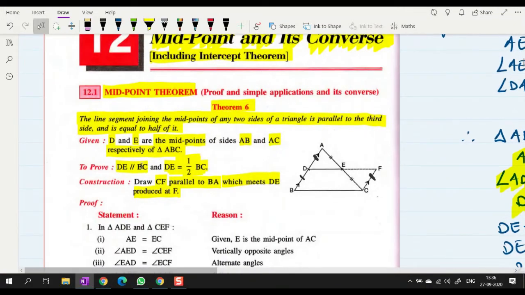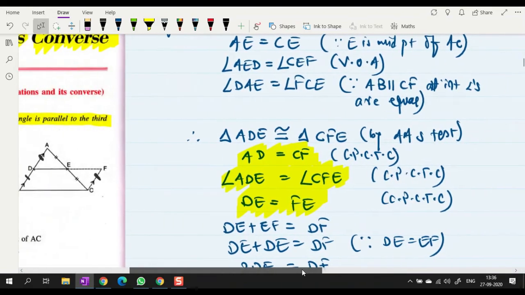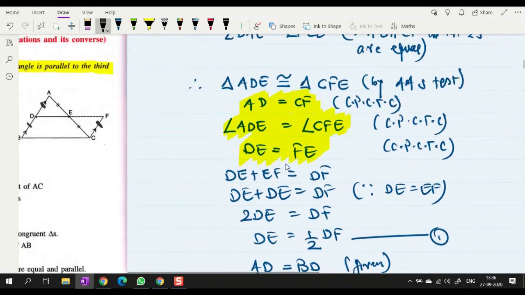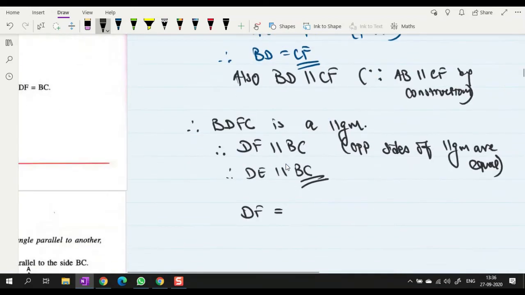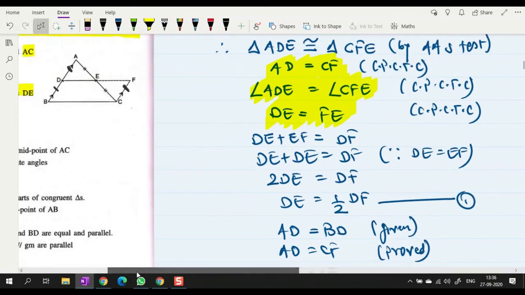that DE is parallel to BC. We have proved that by proving DFCB as a parallelogram. One more thing is DF is equal to BC. You know why? In the figure, I want you to see why.